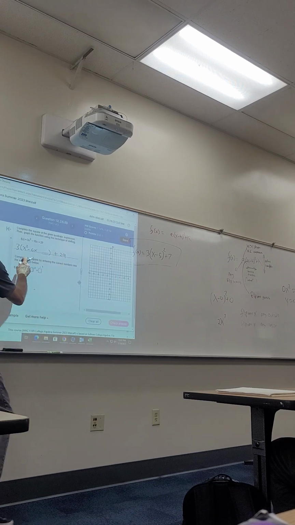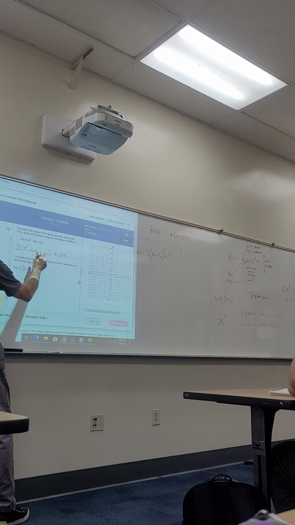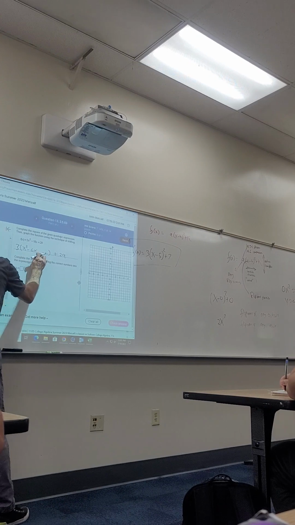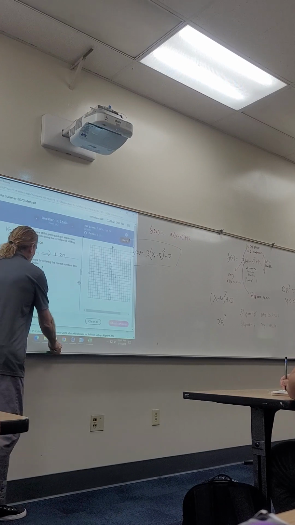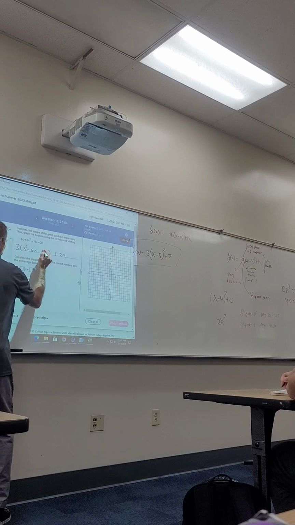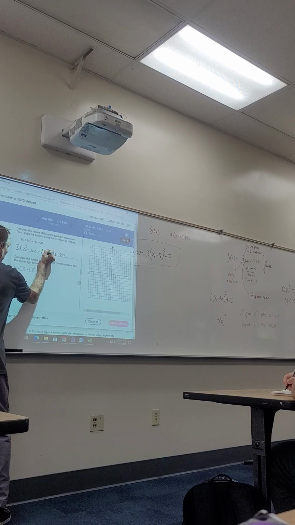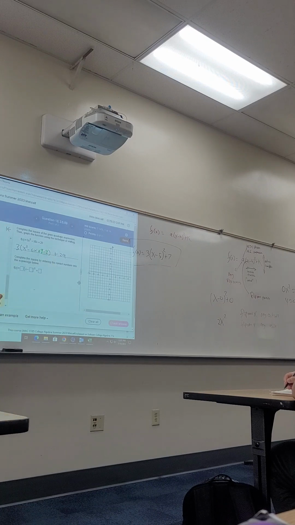Now, is this a 1 now? What should I add in here? Why am I adding 9? Let me do a different color so you can see. Why am I adding 9? Because half of 6 is 3, and 3 squared is what? What do I have to do in here? Is everybody good so far?